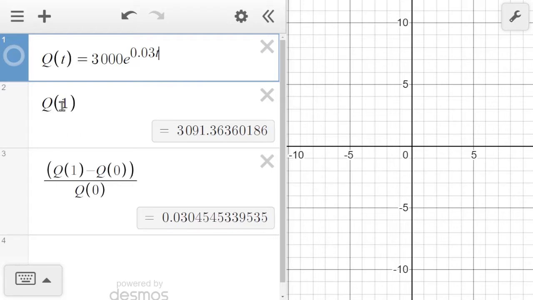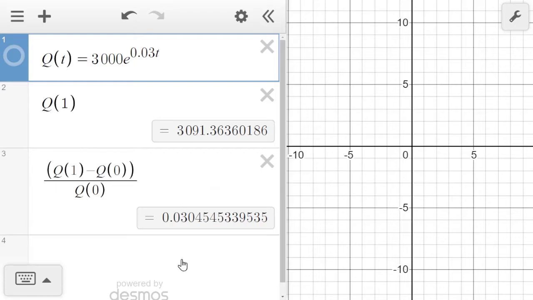This is our function when we're calculating our interest continuously. So this value 1 right now means 1 month after continuously compounding. Then we end up with a future value in 1 month being 3,091.36. And now our percentage yield here for each time period is 0.03045545.